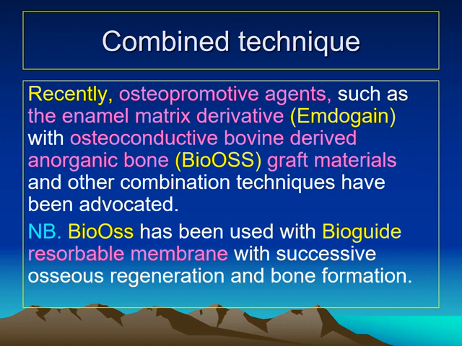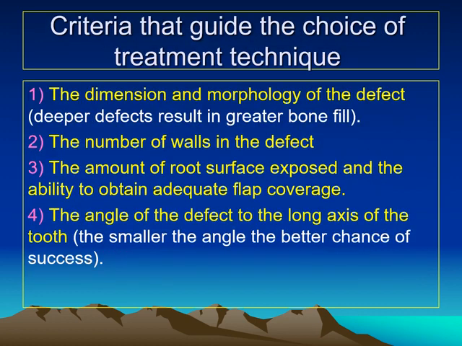Recently, osteopromotive agents such as the enamel matrix derivative Emdogain, with osteoconductive bovine-derived inorganic bone, Bio-Oss, graft materials, and other combination techniques have been advocated. Notice that the Bio-Oss has been used with a BioGide resorbable membrane with successive osseous regeneration.